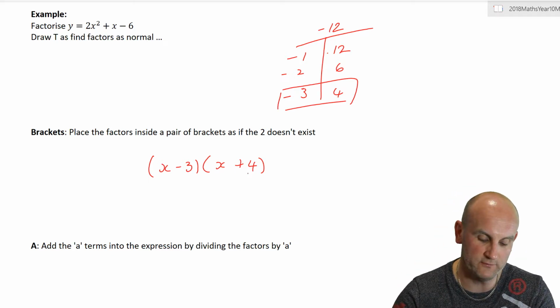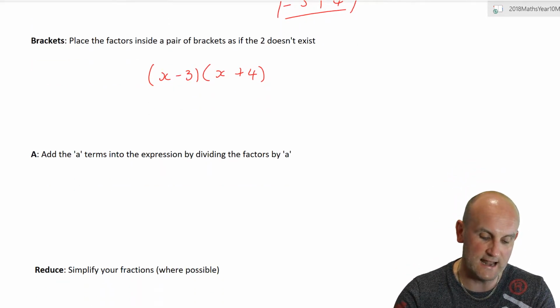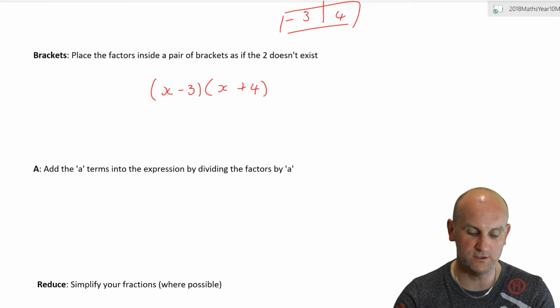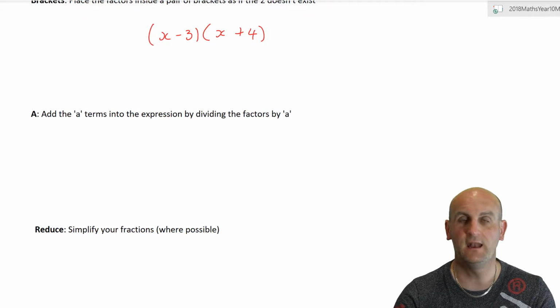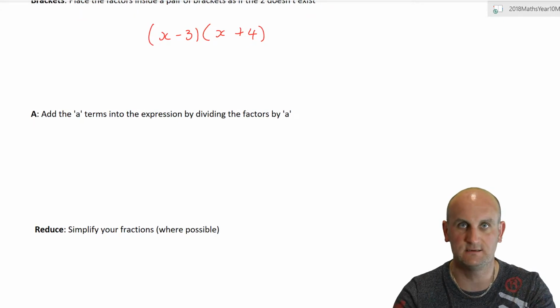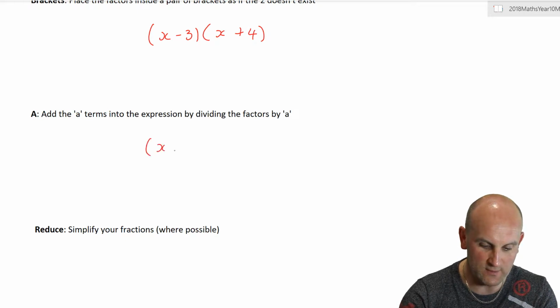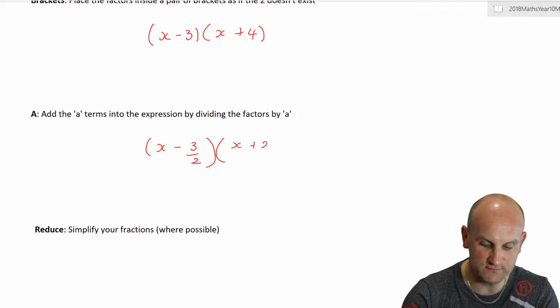Watch what now happens. Having done the brackets, I now move on to this A. And what it says is, I now take my coefficient, which was 2, and I divide each of my factors inside that bracket by 2. It's weird. Watch. This is what I do. x minus 3 on 2. x plus 4 on 2. Let's make that a little bit clearer. Sorry. x plus 4 on 2.